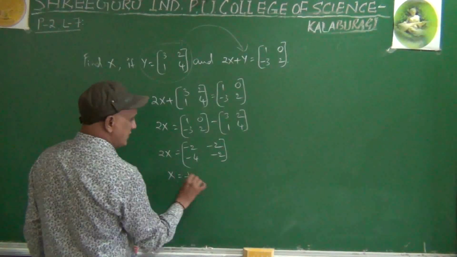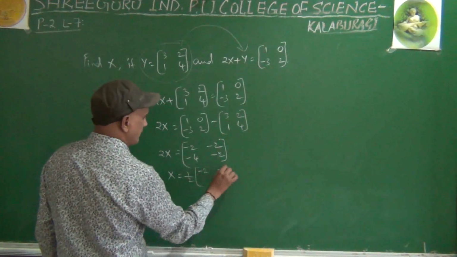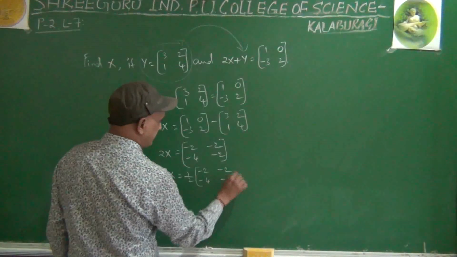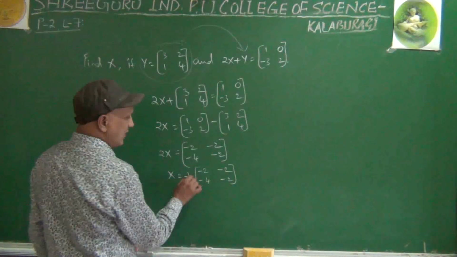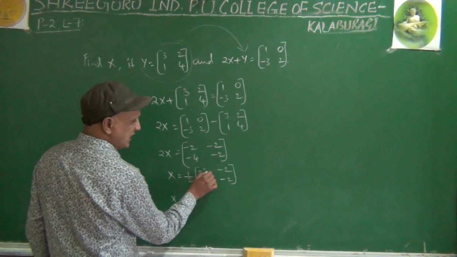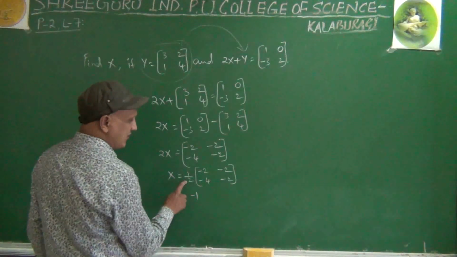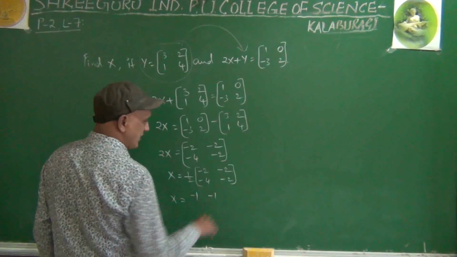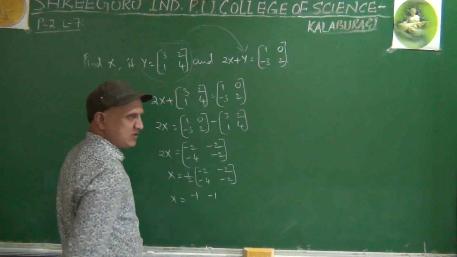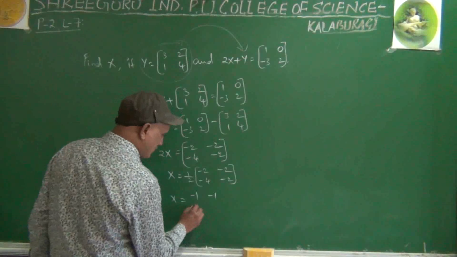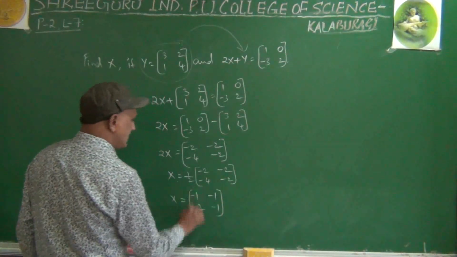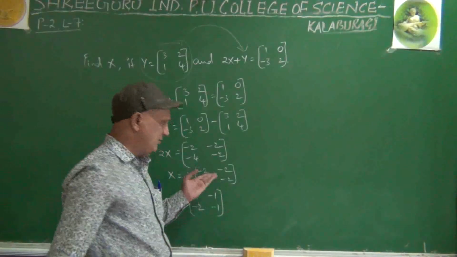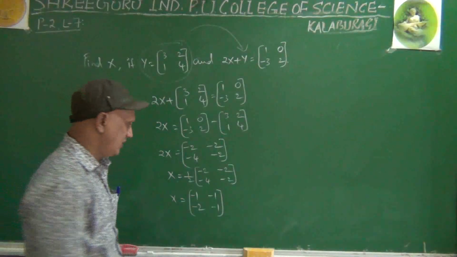X equals, 2 will go that side, it becomes 1 by 2. Multiply every element with 1 by 2. 1 by 2 into minus 2, the 2 gets cancelled, minus 1. 1 by 2 into minus 2, minus 1. 1 by 2 into minus 4: 2 ones are 2, 2 twos are minus 2. 2 ones are 2, 2 ones are minus 1. You try, simple one, this is simple simplification, you try.